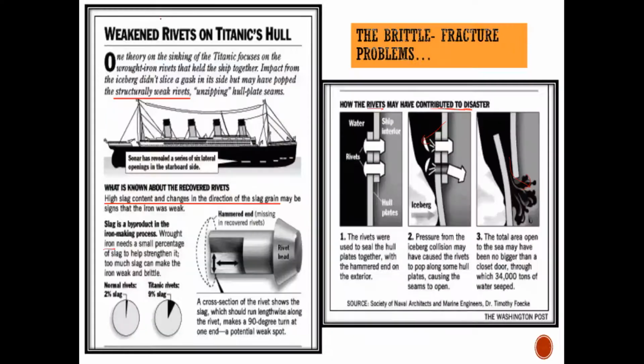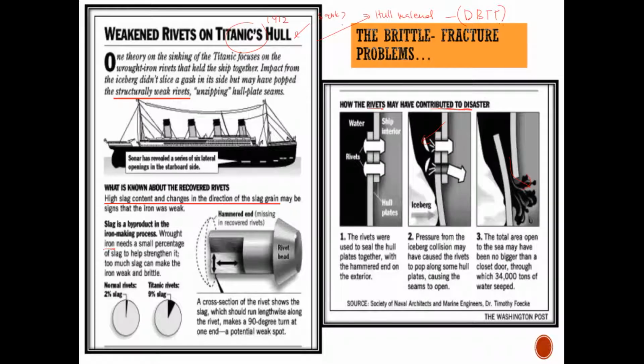Another famous structural catastrophic failure is the Titanic hull, which happened in the year 1912. So why did the Titanic sink? One of the stories is that the hull material experienced the DBTT, what we have discussed before, the ductile brittle transition temperature.